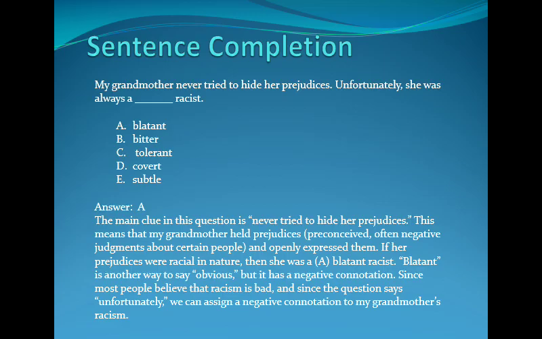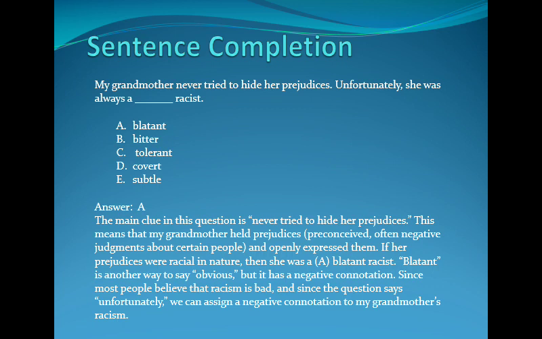Hi, in this video we'll have a look at sentence completion questions, which is another type of question that comes in the verbal ability section of an aptitude test. As the first example says, my grandmother never tried to hide her prejudices. Unfortunately, she was a dash racist. So basically these are fill in the blanks type of questions. You need to understand the logic behind each question and relate the choices to the blank.